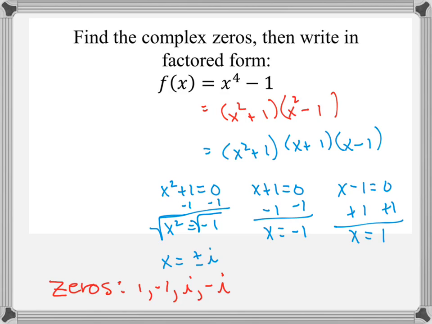Now I did factor it, but I don't have linear factors. So if I needed to write my linear factors, f of x equals x minus i times x plus i times x plus 1 times x minus 1. So that's completely factored with my 4 zeros. And I know I have all my zeros because the degree was 4.